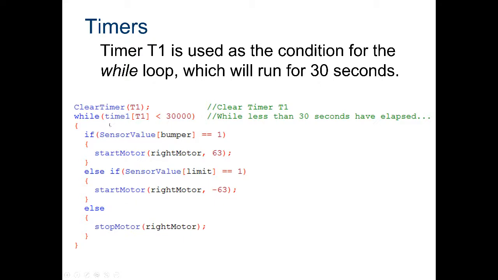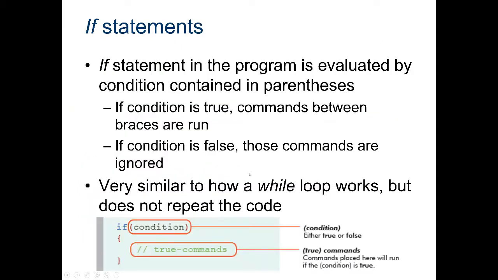Vex VR is a little different. While the timer is less than 30,000 or 30 seconds, this will be happening. If you're pressing the bump switch, run the right motor at half speed. If you're pressing the limit switch, run the right motor at half speed the other direction. If none of these are being pressed, don't run the motor. Me talking is kind of talking through what is happening in the program.